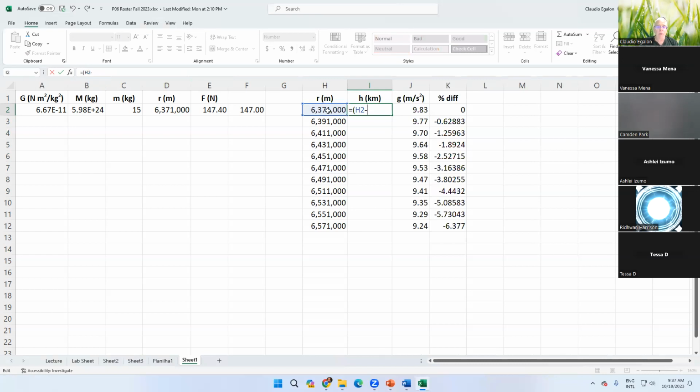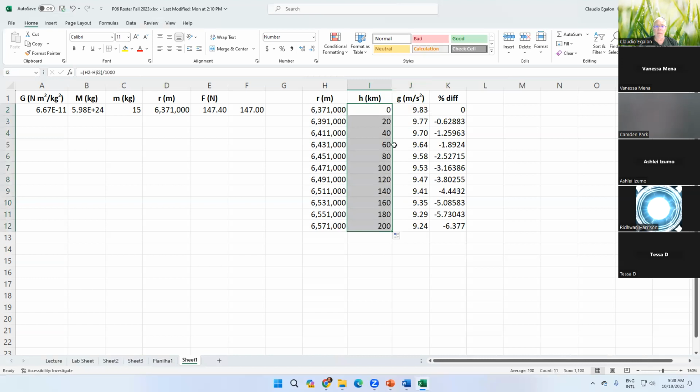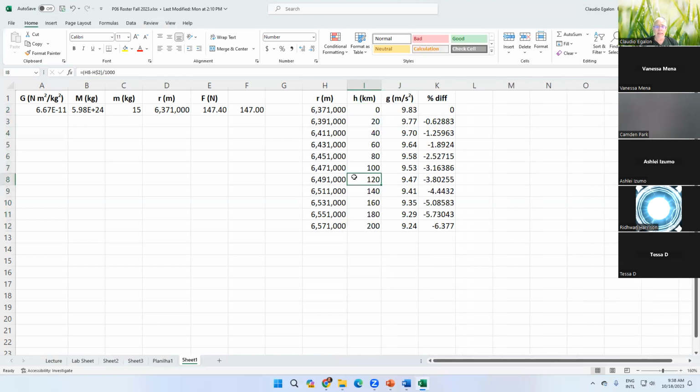Minus this one, divided by 1,000. And that should be a dollar sign here. There's a reason why I put the dollar sign there. Okay, 20 kilometers, 40 kilometers, see that? 40 kilometers high. 100 kilometers high is considered the beginning of space, okay? And we have only a 3% variation in the acceleration of gravity.